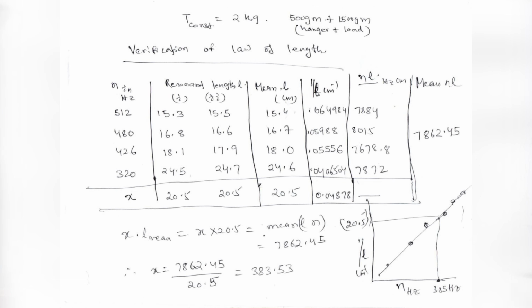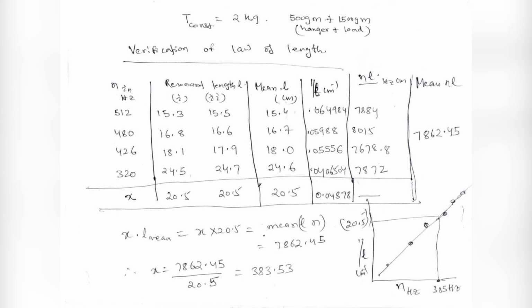Now I have already found for the above 4 observations the mean NL is 7862.45. So I know that 7862.5 is NL, which is a constant, and I know the mean vibrating length for the unknown frequency of my tuning fork is 20.5. Then X into 20.5 is 7862.45, then X comes as 383.53 hertz.